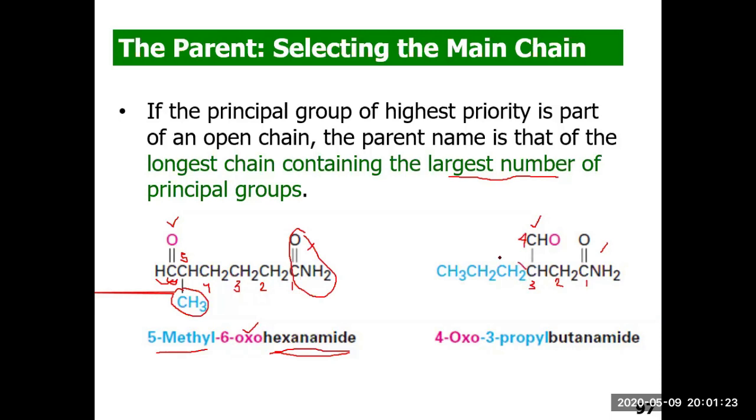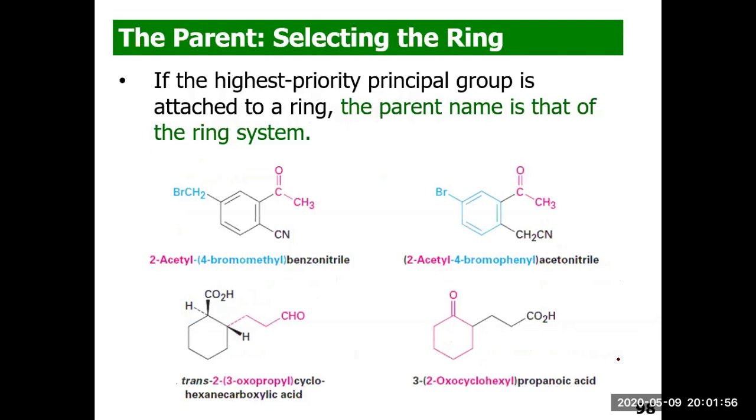Okay, so this one will become a substituent and it is known as propyl. So the parent name for this one is butanamide. And at carbon number 4, that is an aldehyde group, and this is given by the prefix oxo. So the final name will be 4-oxo-3-propylbutanamide. Now, how about if the highest priority group is attached to a ring?